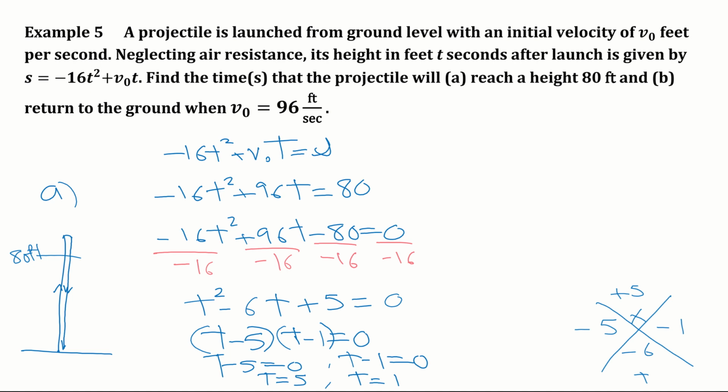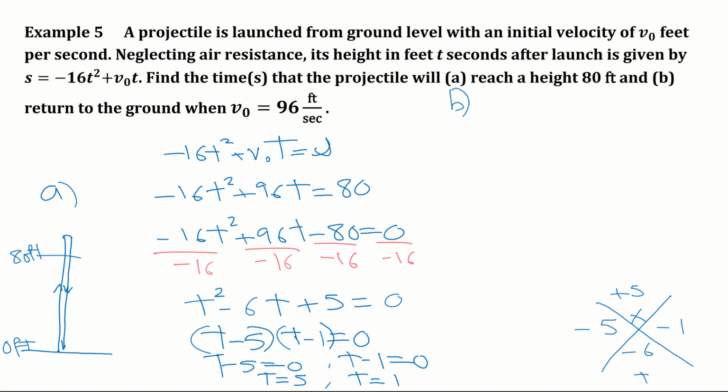So there you are. That's the time that the projectile will take to reach 80 feet: once after 1 second, and again after 5 seconds. Now, for the second part, B, we want to know how long it'll take to return to the ground. In other words, remember the ground level is height 0 feet, right? So if you figured out what needs to be done, go ahead and take care of it. If not, you can keep watching, and if you do, make sure you do it all over again on your own.